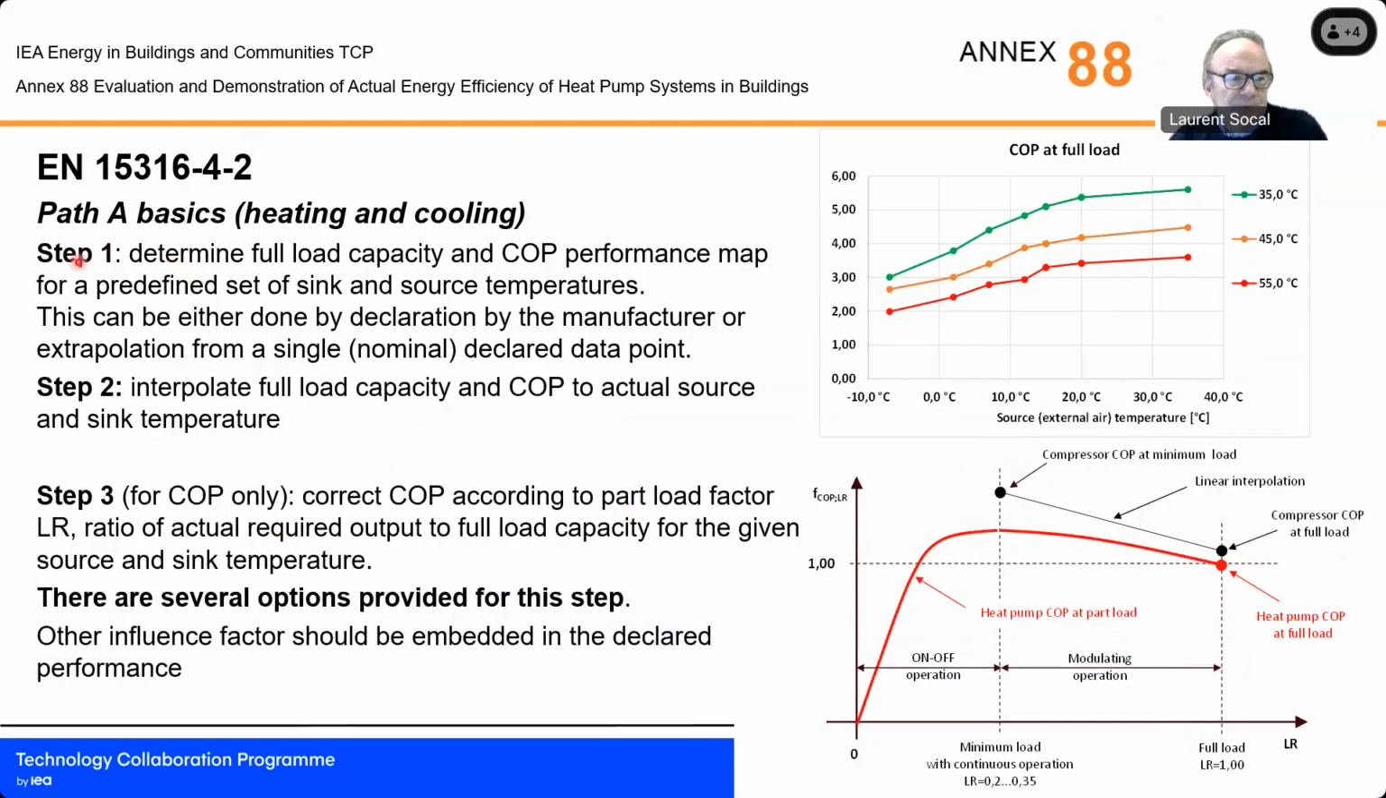The first way, path A, you start from a performance map at full load. So here you see external air temperature and the COP for different leaving water temperature, and you can read this. And this is a map which is either fully declared by your manufacturer, or which is built starting from one seed value, and then you extrapolate a default map. This is, for example, what is done in the French regulation.